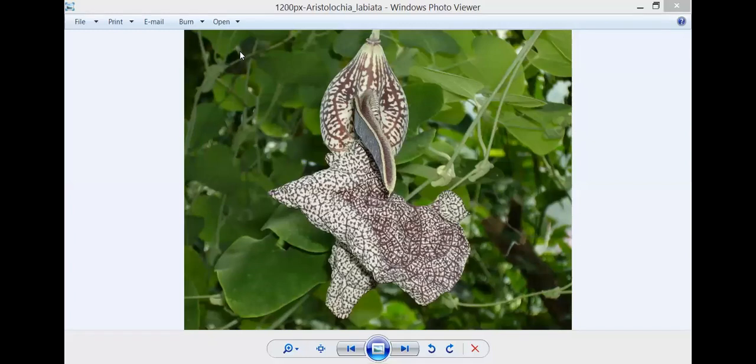So this is Aristolochia. Okay, this is Aristolochia flower. You see how it has taken shape. Okay, it's such a beautiful shape.